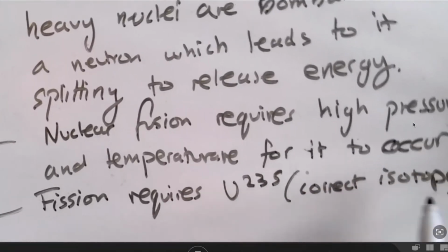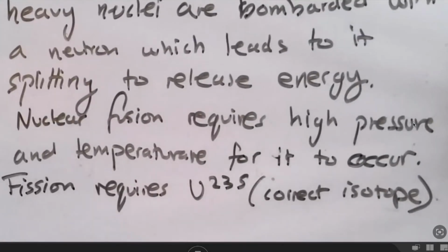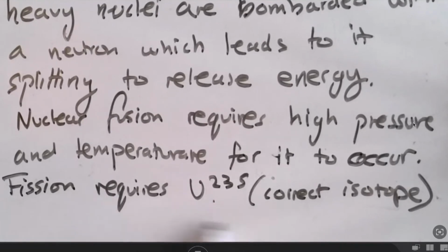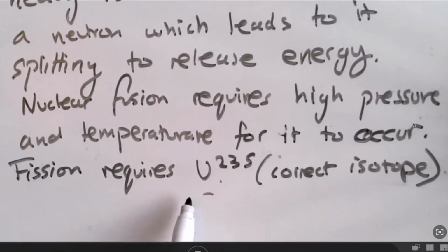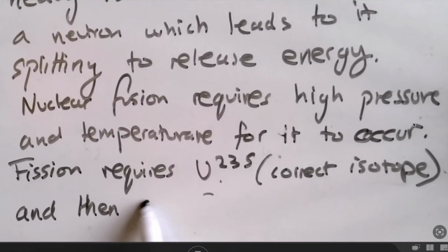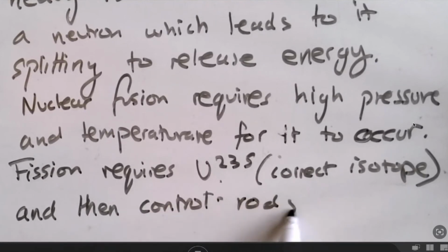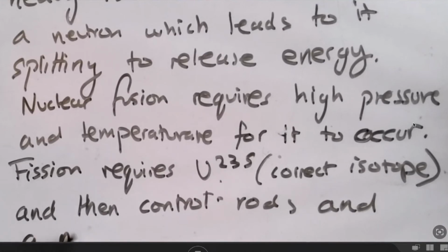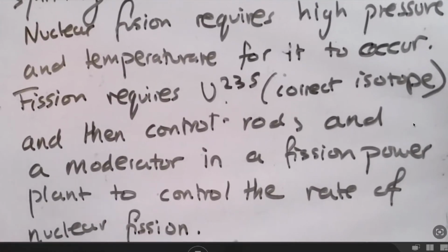And remember, I talked about how you often hear the sentence uranium enrichment in Iran. And of course, it's not as simple as simply getting the uranium. You need to actually refine it to the correct isotope before you can get good nuclear fission occurring. So yes, we want the right isotope first of all, and then control rods and a moderator. Okay, so I've stated the conditions for both types of reactions.